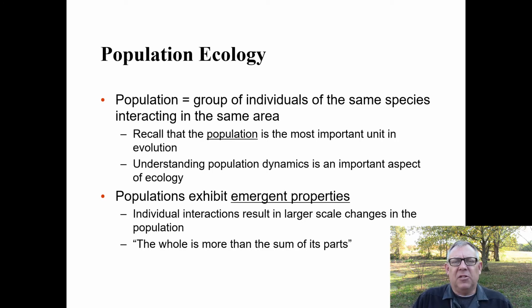Something else we talk about with populations is that they exhibit emergent properties. And so properties that emerge from the interaction of individuals. You have all these individual organisms that are doing their own thing in the population, but by interacting together, you get extra qualities from the population, emergent properties that you don't get from just studying the individuals. The saying is the whole is greater than the sum of its parts, and this is an example. So that's why we study populations. And it's a very important area in ecology.